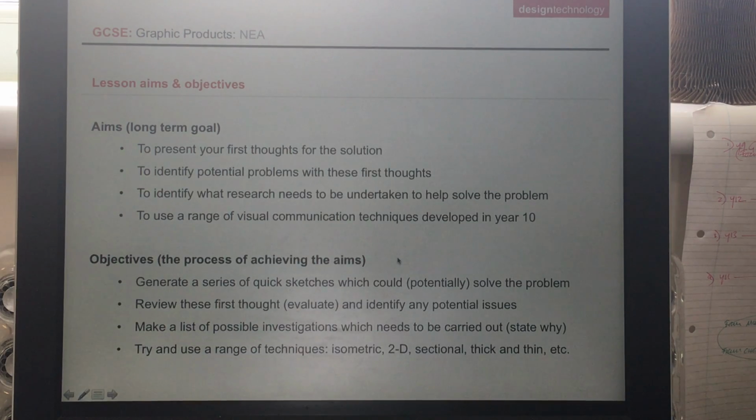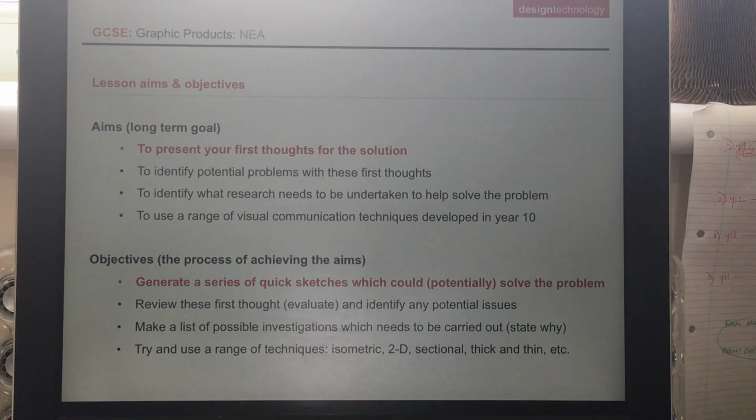So this lesson, these are the aims. There's quite a lot on there, but they're all related to designing. The first thing we're going to do is look at your first thoughts or initial thoughts. These are not ideas; they're just before you've done any research. They're what you currently have in your head, and let's get them down on paper. It should be a difficult process because you've not done any research. And then from your sketches, you need to highlight what research you need to do.